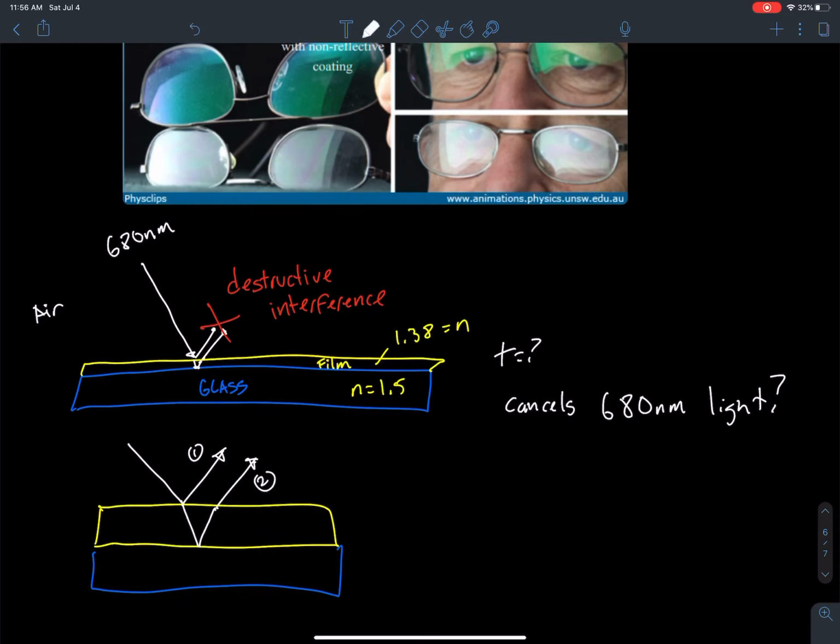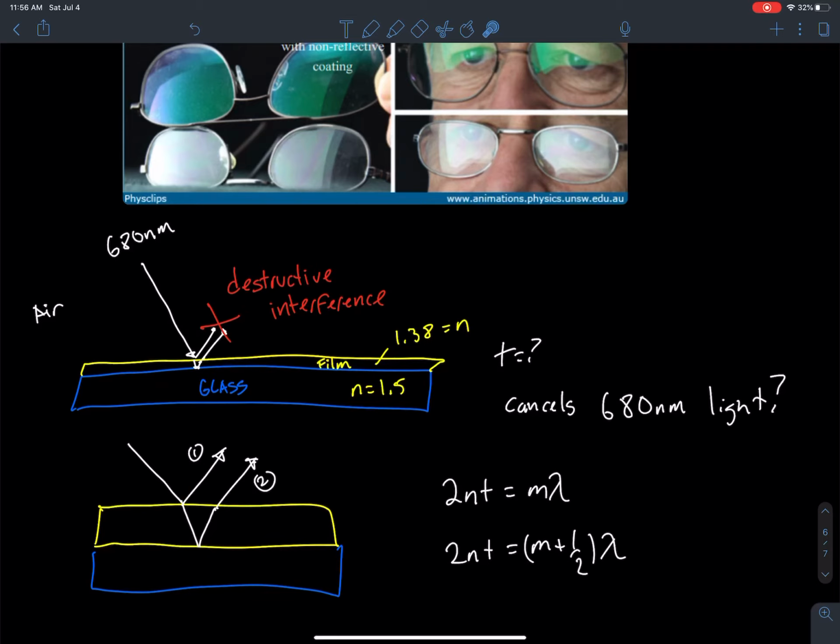So what would that thickness need to be in order to cancel 680 nanometer light? Like the other problems, we have two equations: 2nt equals m lambda, and 2nt equals (m plus 1/2) lambda. We need to pick the equation in this case. Instead of constructive interference, we need to pick the equation that would create destructive interference, so that these two waves would come out of phase, half a wavelength out of phase.